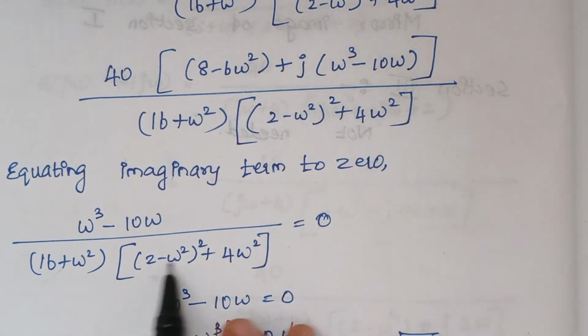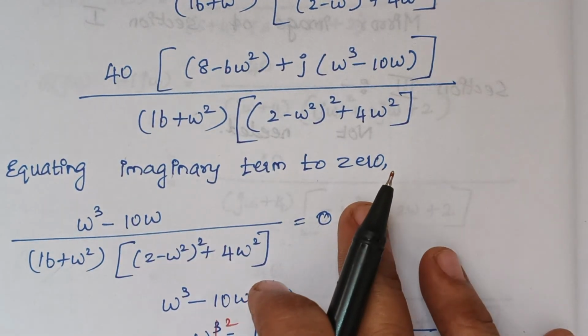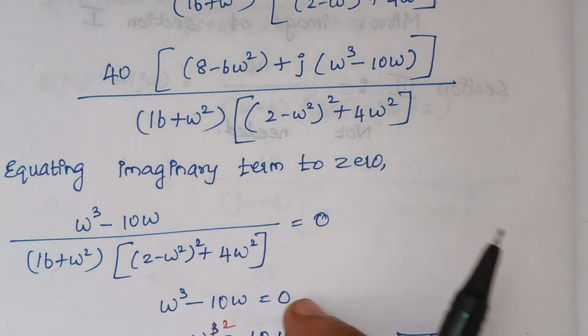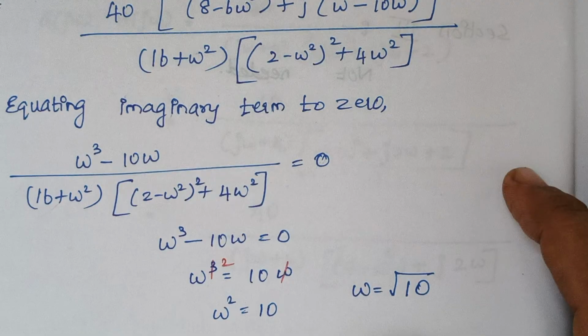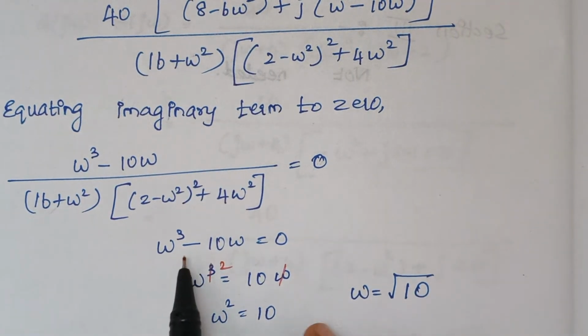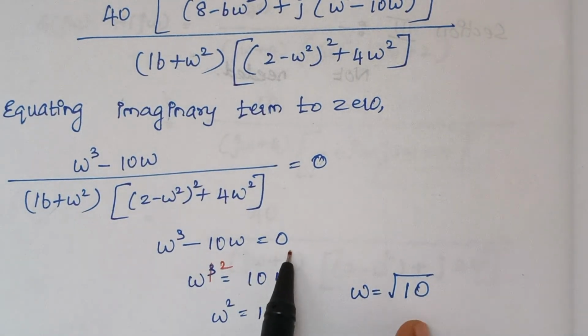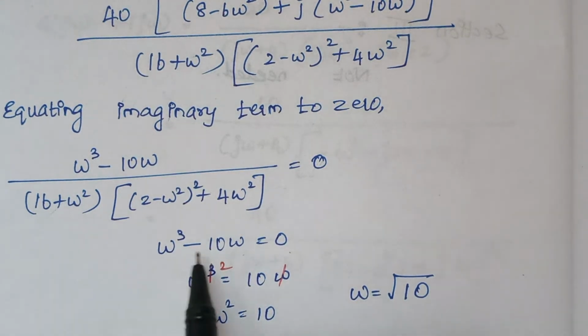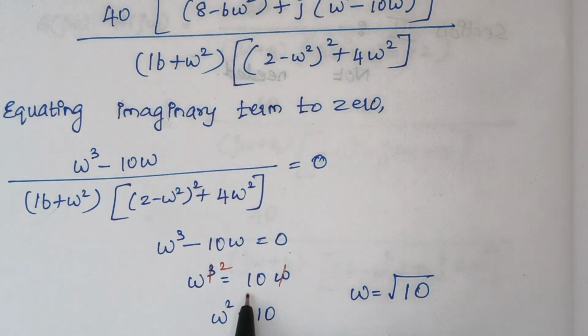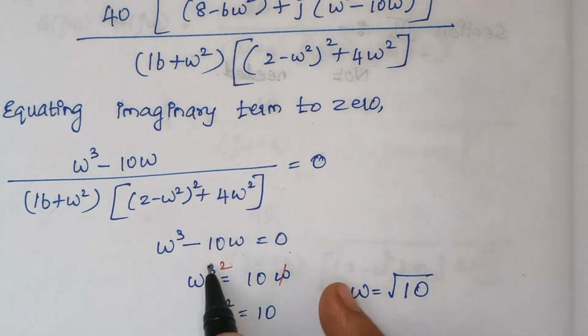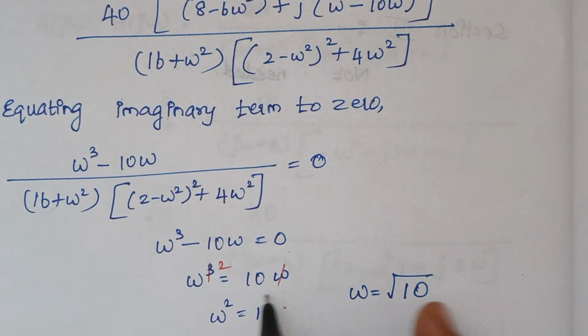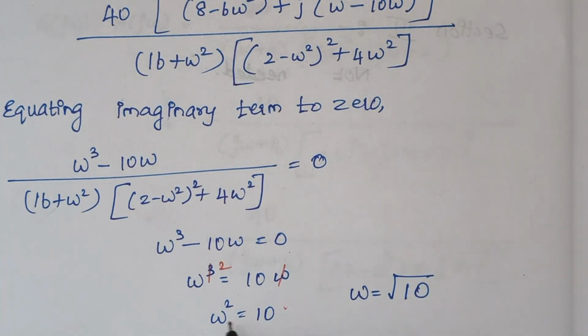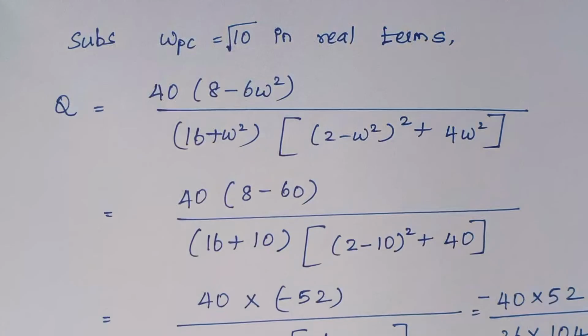So when you move this denominator part to the right hand side, what happens? 0 multiplied by this term becomes again 0. And when you simplify, when you move omega cube minus 10 omega equal to 0, and when you move this minus 10 omega to the right hand side, this becomes plus 10 omega. So this omega square and omega will cancel each other, and finally the value of omega square is 10. So the value of omega is square root of 10, right?